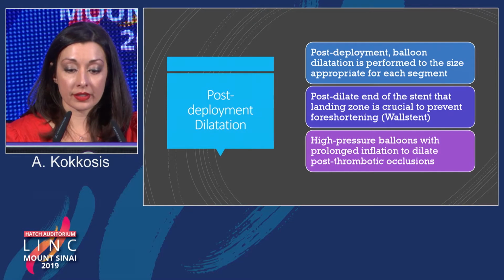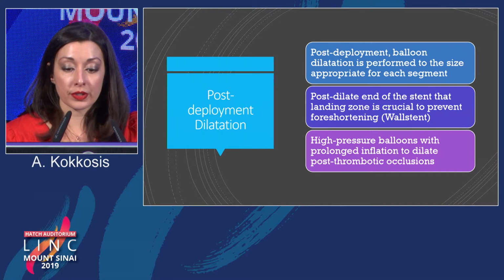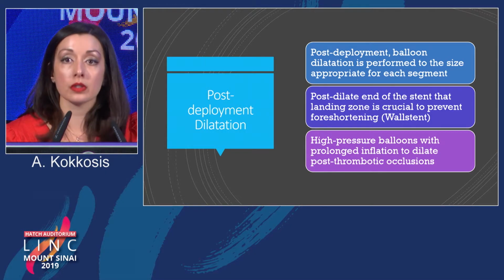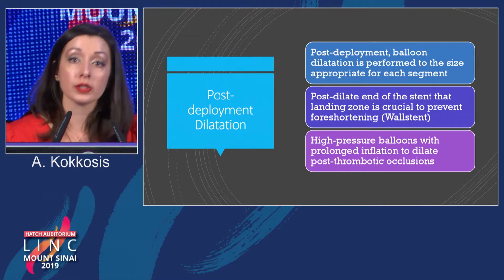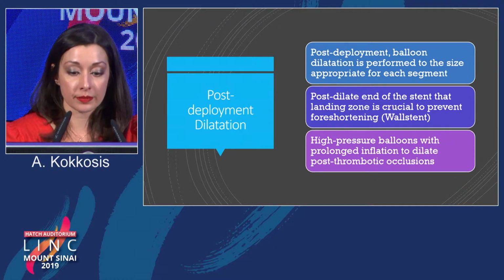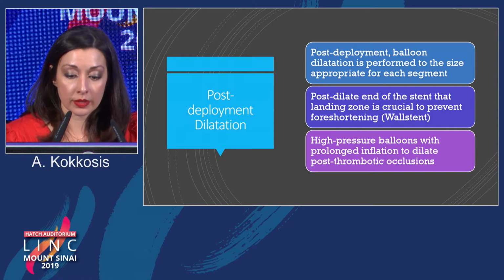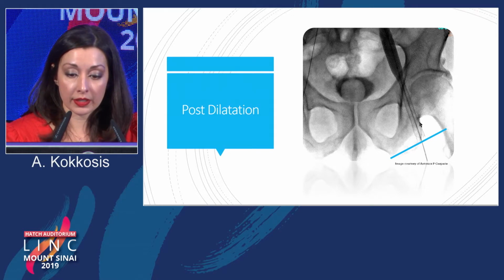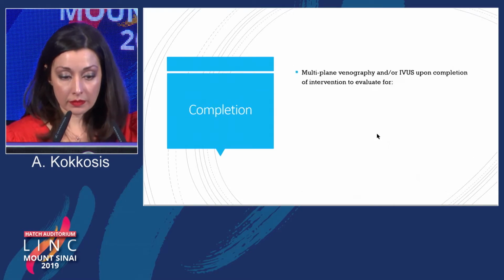Post-dilating at the end of the stent at the landing zone is crucial to prevent foreshortening. So for example, if your lesion is closer to one end, balloon that side first, because you will foreshorten on the opposite side of the Wallstent. High pressure balloons for sure, with prolonged inflation time to ensure that you have adequately insufflated these lesions. And then here's just an example of that post-dilatation. And notice here, we're dilating here, but the stent here is foreshortening on this end.